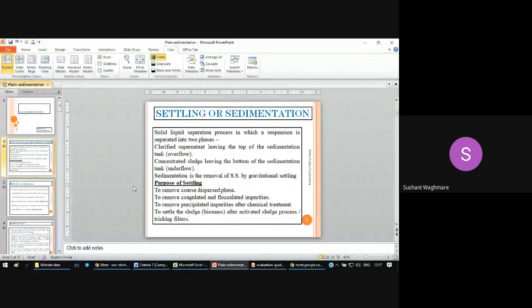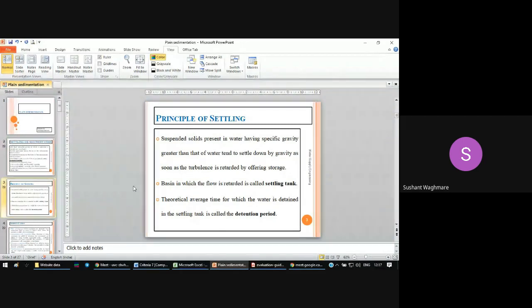The basic concept behind settling is gravitational settling. Because of gravity, the solid particles, which are heavier than water, come down to the bottom of the tank or the channel. Here we already know that suspended solids have a specific gravity, meaning the weight of the solids is greater than the water. So those are heavier, and because of that, they tend to settle down by gravity when the turbulence is retarded.